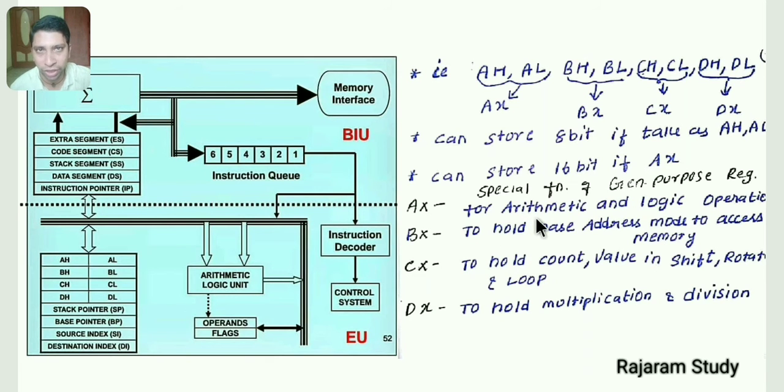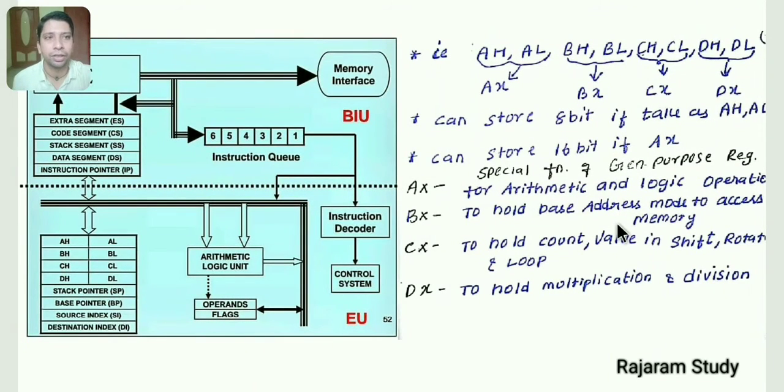AX is mainly used for arithmetical and logical operations, then BX is used for memory operations, that is for address related things. Then CX is used for counting, shifting, those kinds of operations. This DX register is used mainly for operations during multiplication and division.